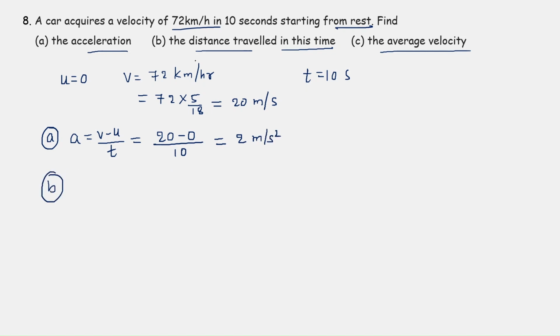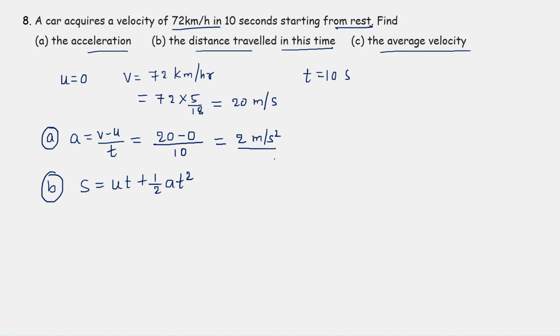Second part, the total distance traveled in this time. For the total distance traveled, you can use two equations of motion. So which is better? v square minus u square equal to 2as. Okay, so they have given time here, so we can better use s equals to ut plus half at square. So u they have given 0, we don't want that here, t 10 seconds they have given, acceleration also we found out.